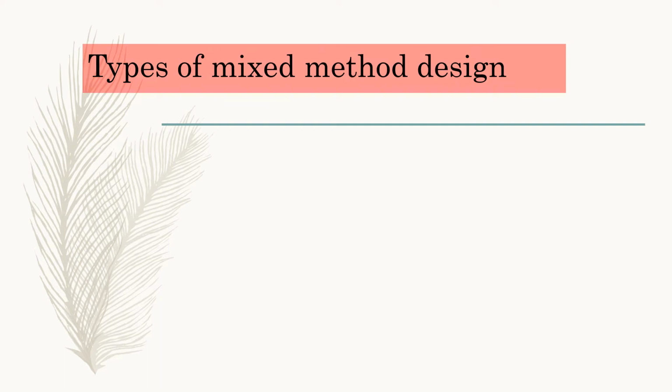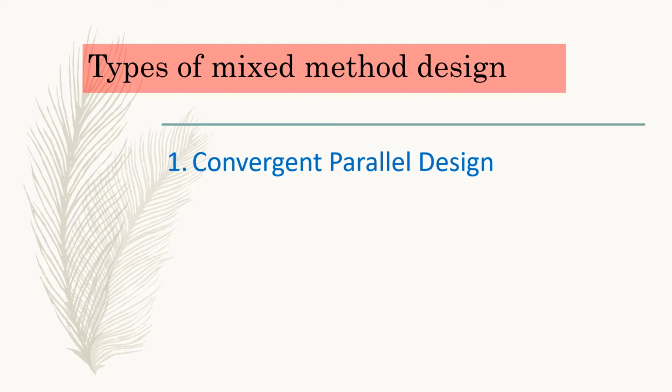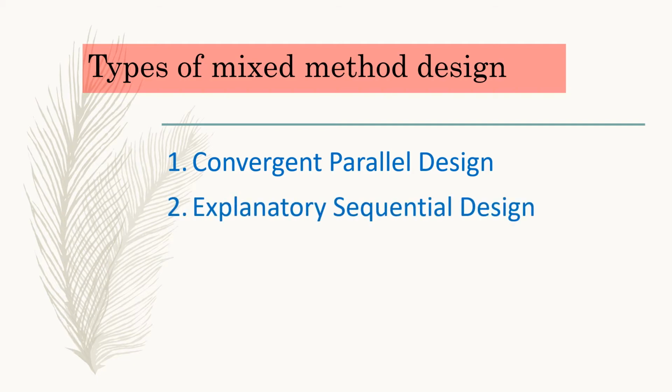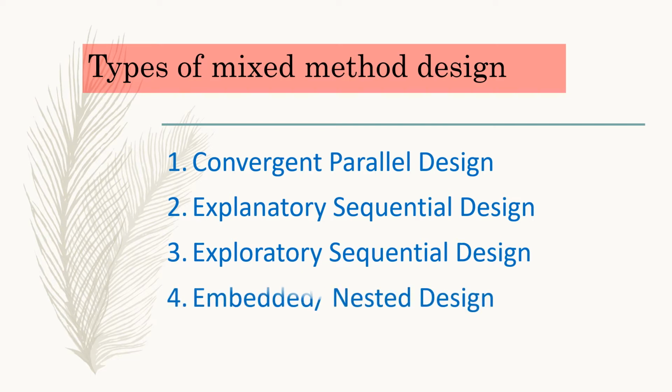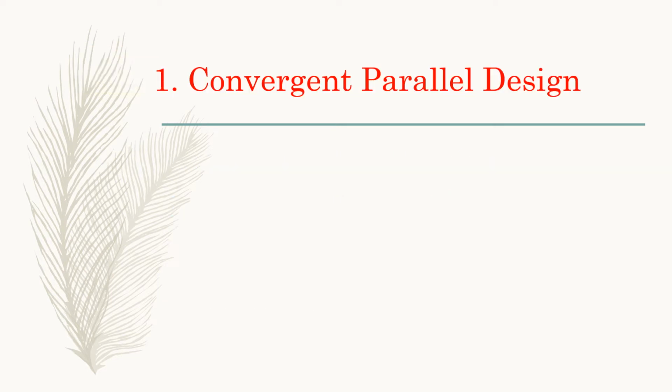Okay, so let's continue. What are the types of the mixed method design? We have four types. Number one is, of course, your convergent parallel design. Second is your explanatory sequential design. Then followed by your exploratory sequential design, and lastly is your embedded or nested design. So let's take them one by one.